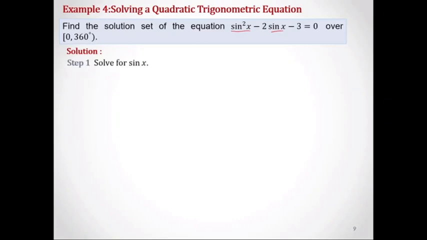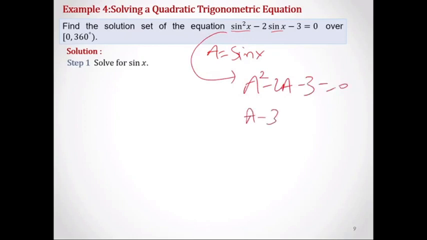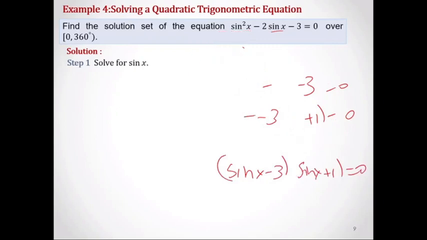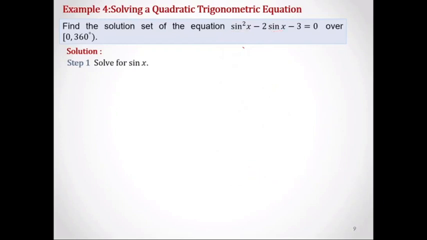This might be hard to see, but if you say a is equal to sine x, then this becomes a squared minus 2a minus 3 equal to 0. So you can say this is (a minus 3)(a plus 1), and you can do such factorization and then replace a with sine x, so you will end up with this. It's one way to do it, and it's easy because you can do substitution for sine x.